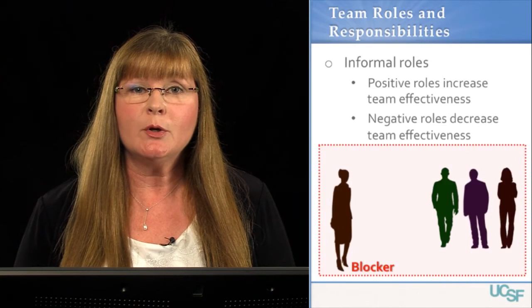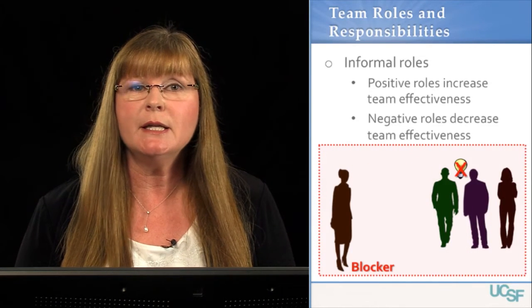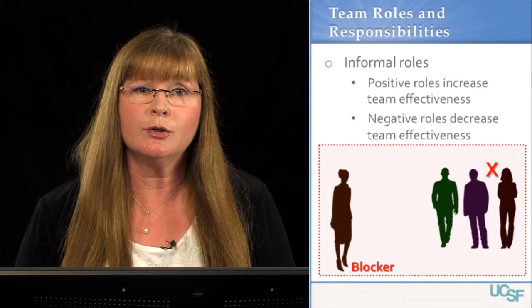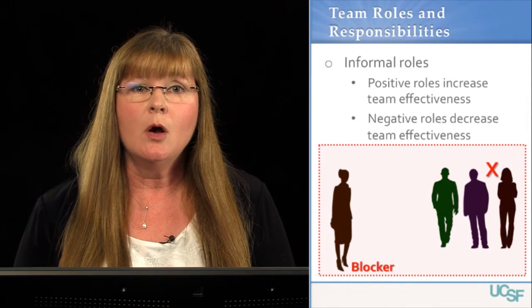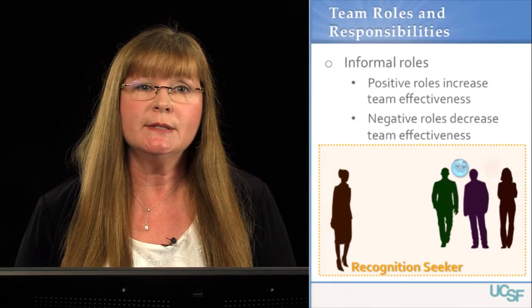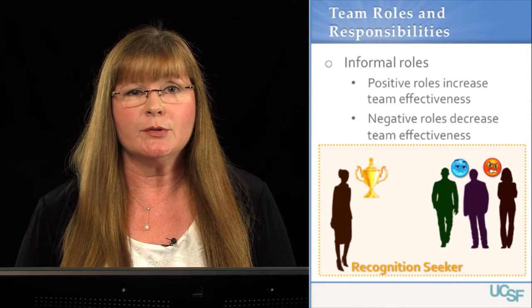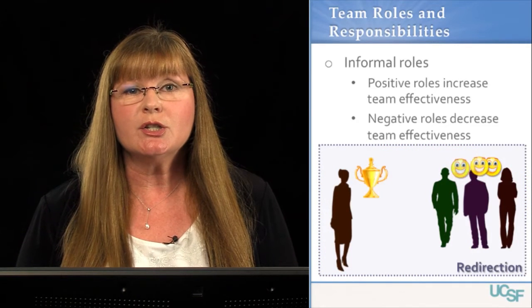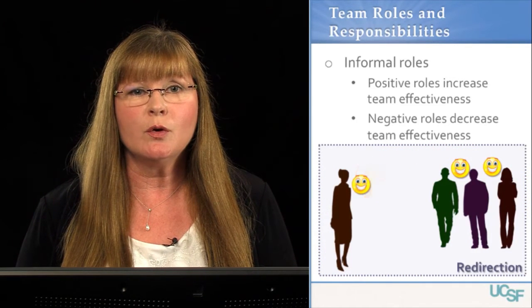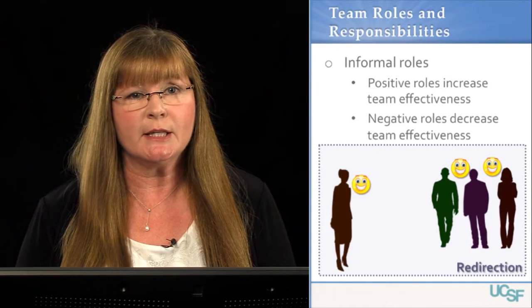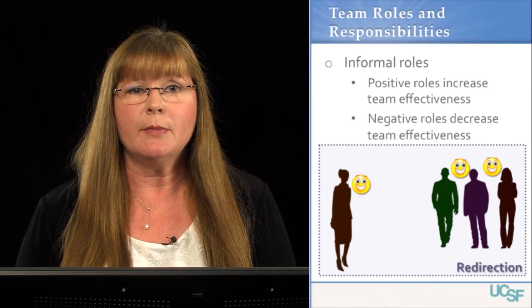On the other hand, negative roles decrease team effectiveness. For example, someone who is a blocker opposes every idea or opinion without making his or her own suggestions, while a recognition seeker uses the team meetings to draw attention to him or herself by boasting about personal achievements. Redirection of team members who assume negative roles is essential to establishing a successful team, and it is often done by the leader.